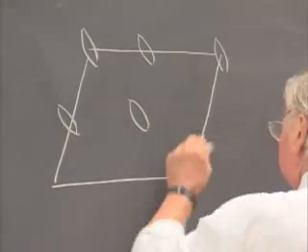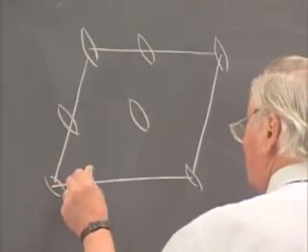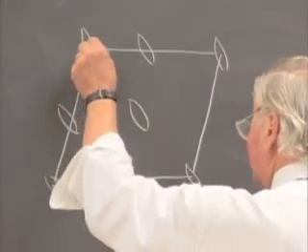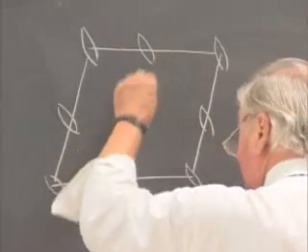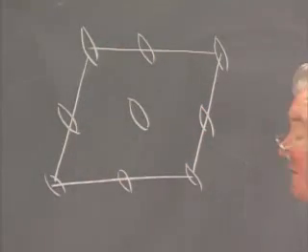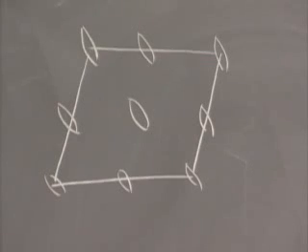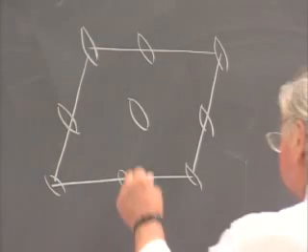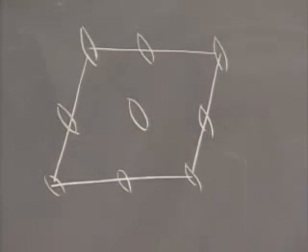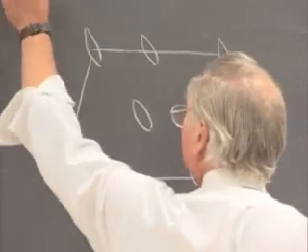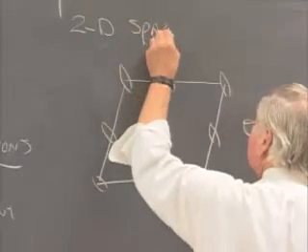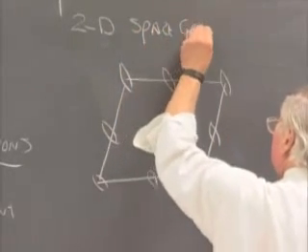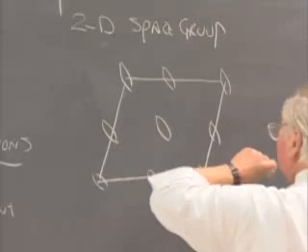These are lattice points, so those axes have to be repeated by translation. This one from here to here, this one from here to here, this one from here to here. So I'll have twofold axes in the middle of all of the edges of the cell, plus this fourth one right in the middle. So this is an example of a two-dimensional space group. It's a symmetry that acts on all of space.